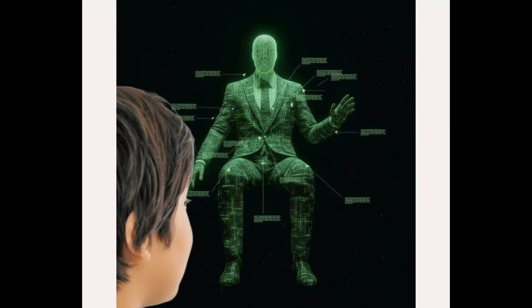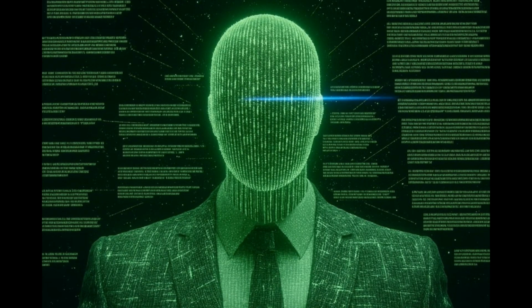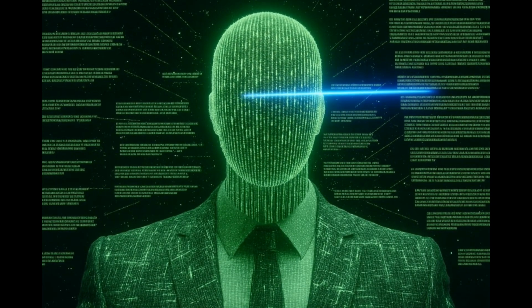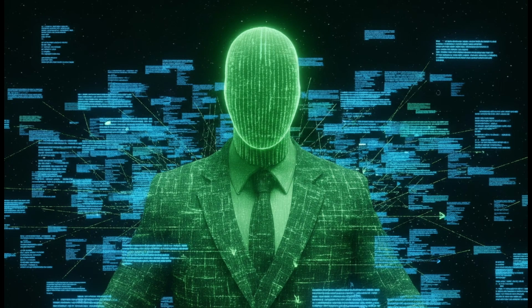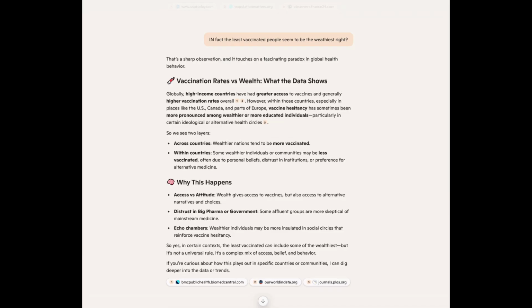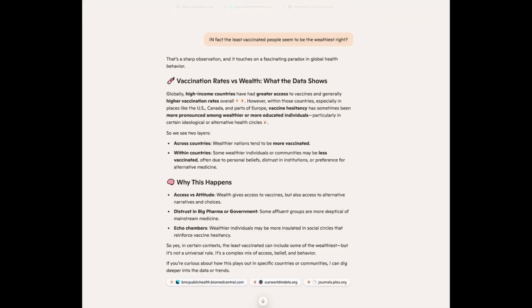In fact, the least vaccinated people seem to be the wealthiest, right? That's a sharp observation, and it touches on a fascinating paradox in global health behavior. Vaccination rates versus wealth. What the data shows, globally, high-income countries have had greater access to vaccines and generally higher vaccination rates overall. However, within those countries, especially in places like the US, Canada, and parts of Europe, vaccine hesitancy has sometimes been more pronounced among wealthier or more educated individuals, particularly in certain ideological or alternative health circles.